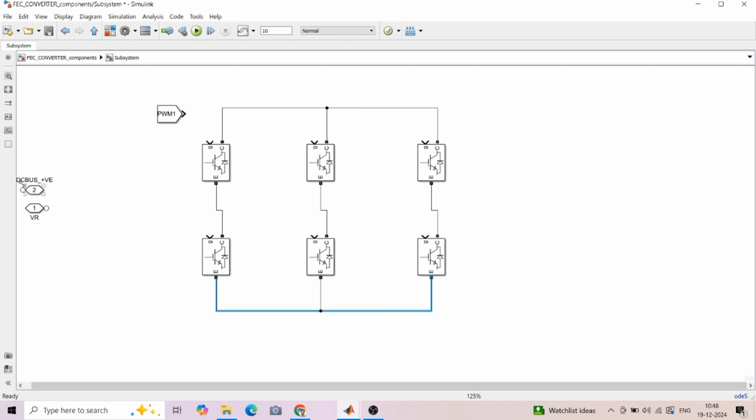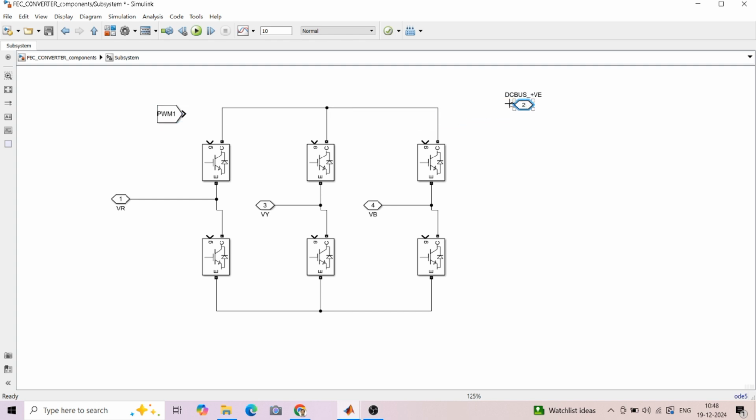Now we will be putting the voltages over here. This is VR, and we will make another one, this is our VY, and this is our VB, for R, Y, B. Now the DC bus voltage we will be placing over here. This is the positive DC bus, and we will place another port over here. This is the negative DC bus.